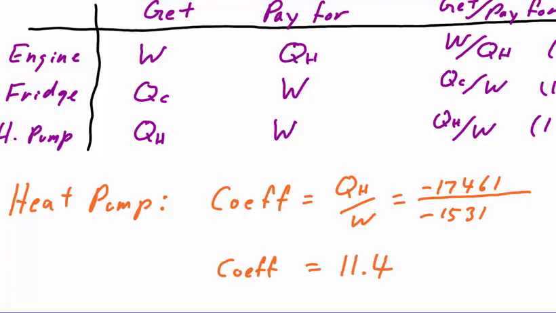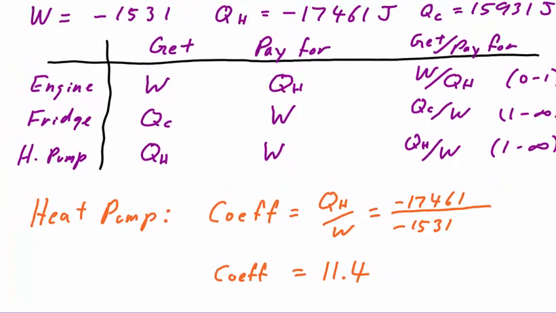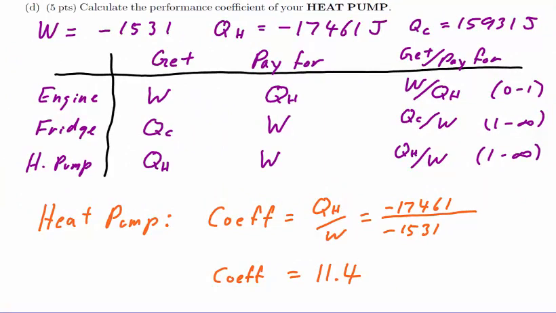Now, let's think about what this performance coefficient means and why this device is so attractive in terms of being an energy efficient device. For every 1 joule of electricity that we use to run our heat pump, we place 11.4 joules of heat into the living room because we stole the rest of the heat out of the cold winter air in order to warm our living room. That's pretty amazing, and that's what a heat pump is.